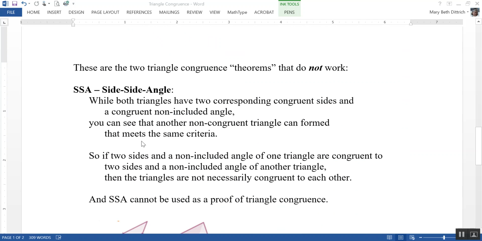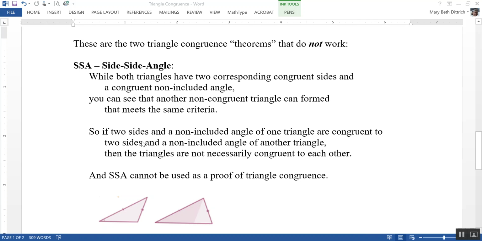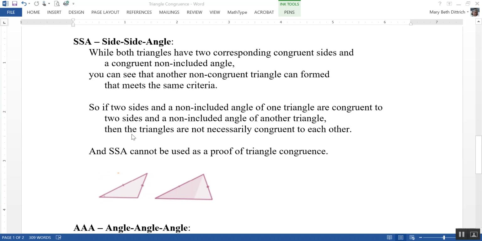Now you also discovered that there are two supposed triangle congruence theorems that do not work. So we really can't call them theorems. And that was side, side, angle. Let's take a look at a picture here. While both of these triangles have two corresponding sides and a congruent non-included angle, you can see that another non-congruent triangle can be formed that meets the same criteria.